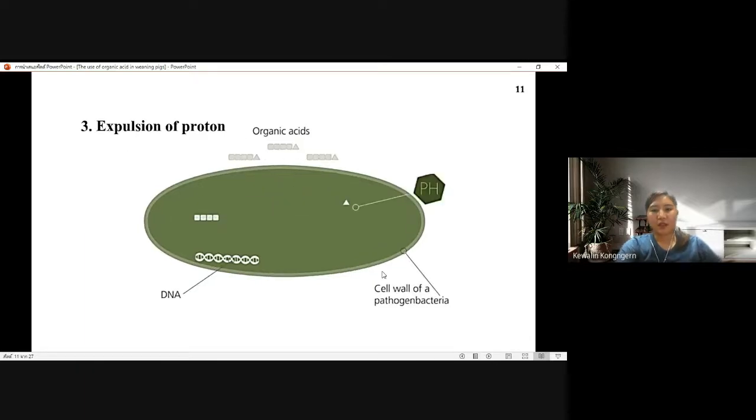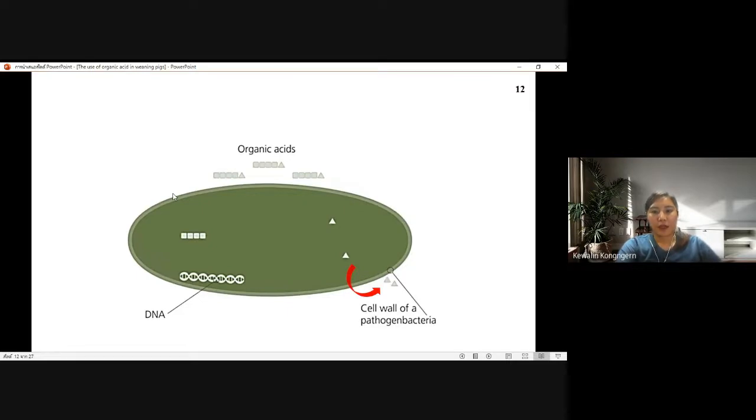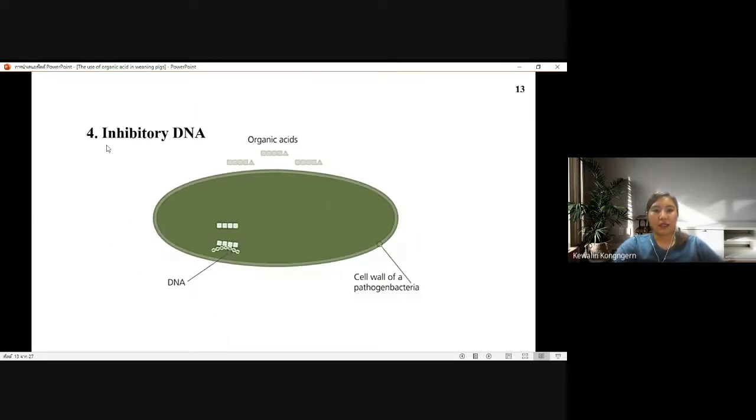When the pH in the cell is reduced, the proton in the cell will be damaged, and next is the expulsion of the proton out of the cell. And four is inhibition of DNA. When the cell is damaged by the organic acid, the organic acid remaining in the cell pairs with the DNA and inhibits it.